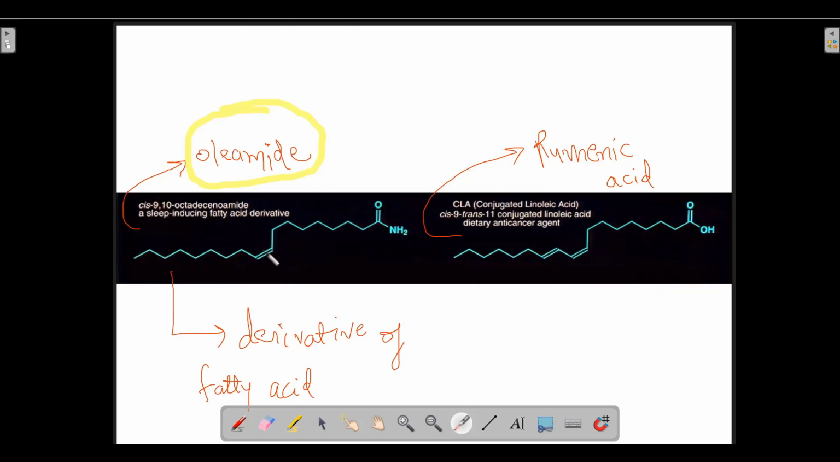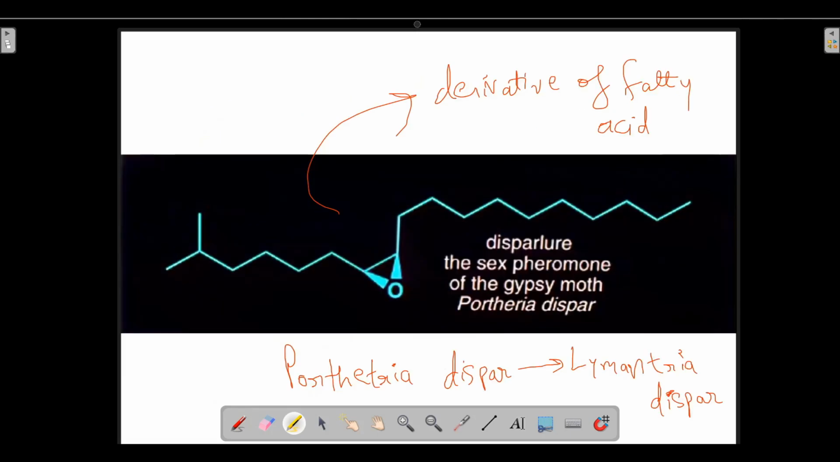Now have a look, this name oleamide is not given in Clayden's book. Okay, keep this thing in mind. This name oleamide is not given in Clayden's book, and this particular compound is called rumenic acid. This particular name is also not given in Clayden book. So while making the notes, add this word there in the notes.